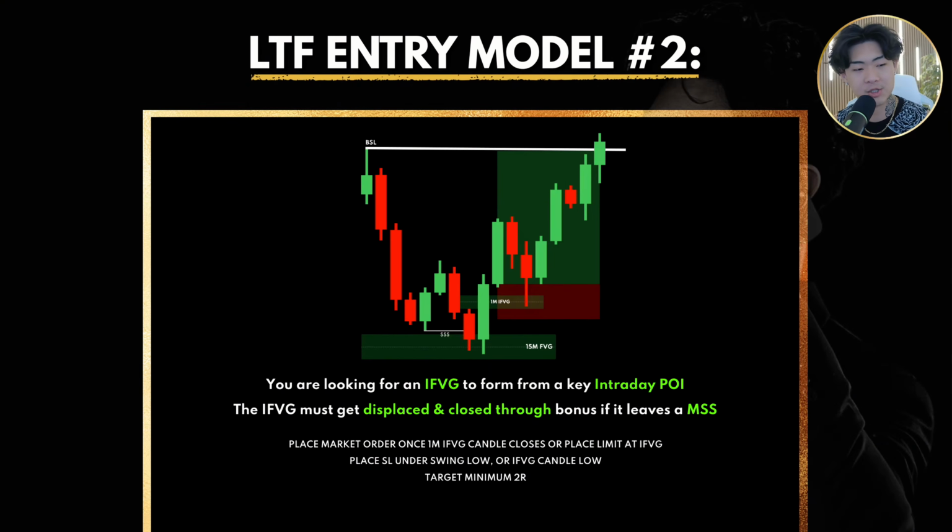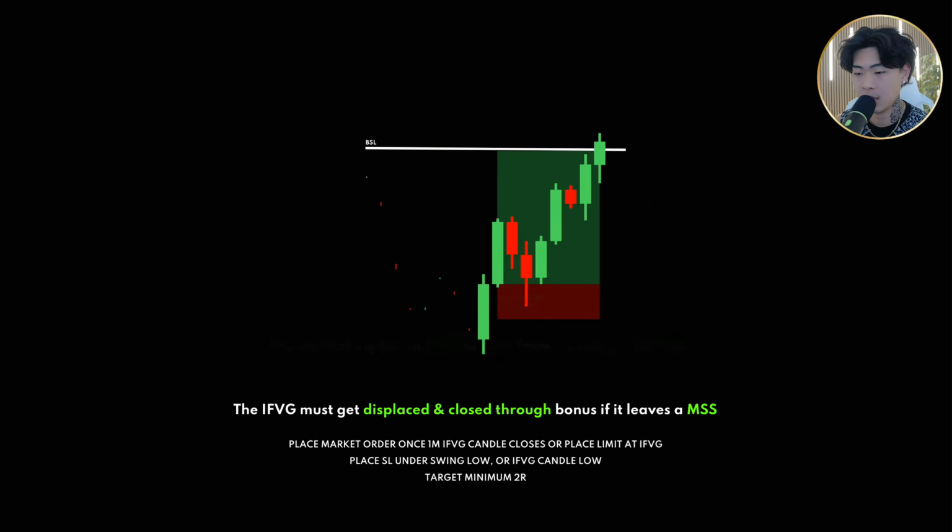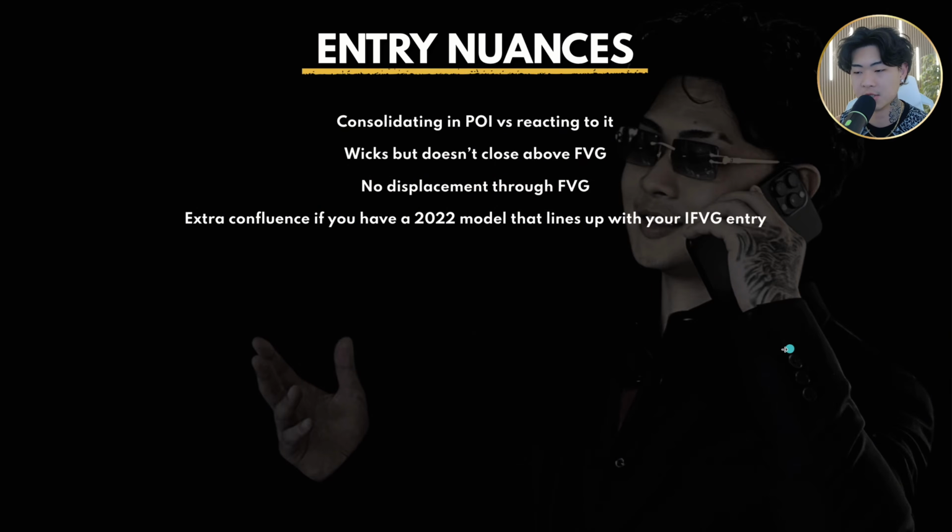It is the IFEG, and you can see also how we had an IFEG, but we also had a 2022 right here. So that's what I was saying. When they both line up, that's even more high probability. And then for this one, it's pretty much the same nuances. You don't want to see it consolidating at that point of interest. You want to see an immediate reaction. If it wicks but doesn't close above the fair value gap, obviously that's not a true IFEG. It has to close past it. And if there's no displacement through the fair value gap, it is not a strong IFEG either. And like I said, extra confluence if you have a 2022 model that lines up with it, or vice versa.